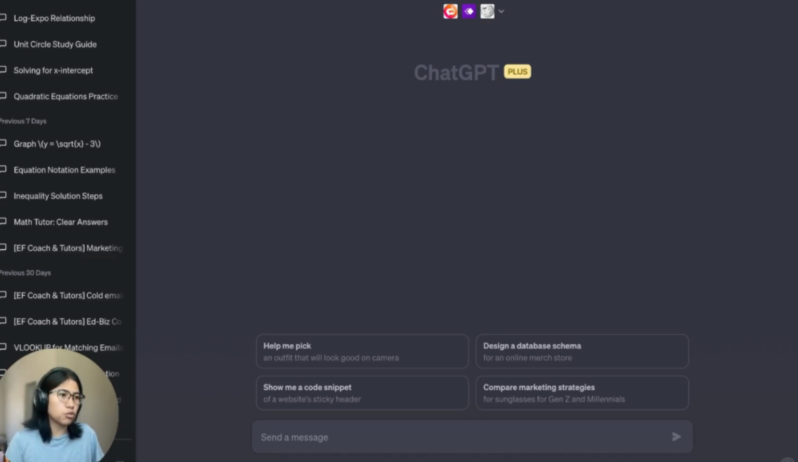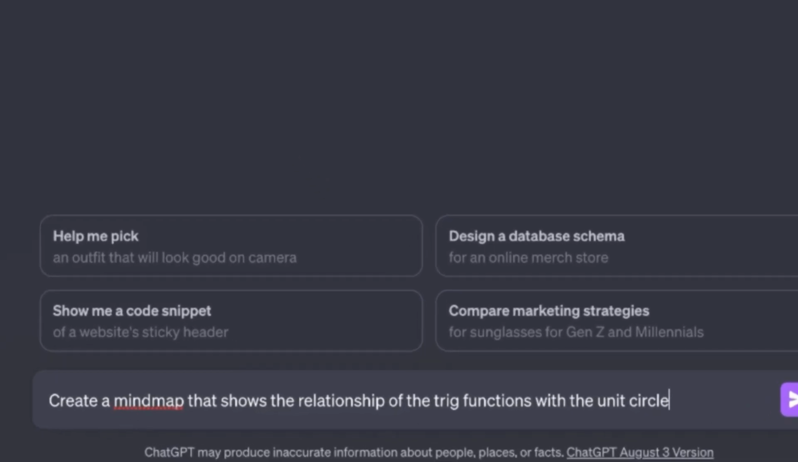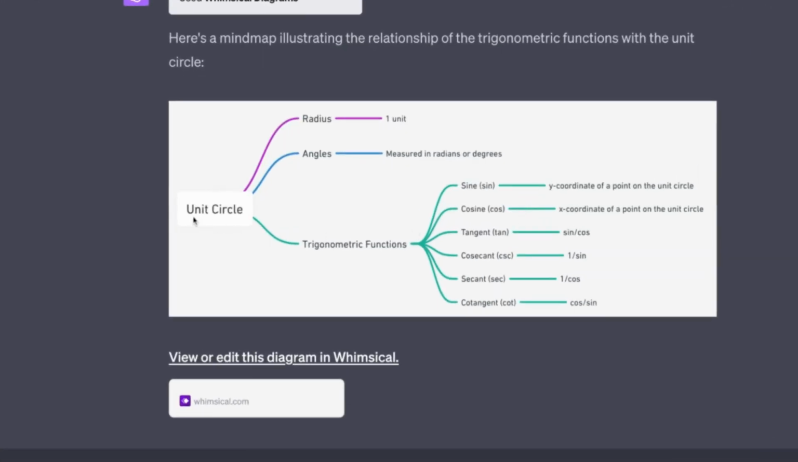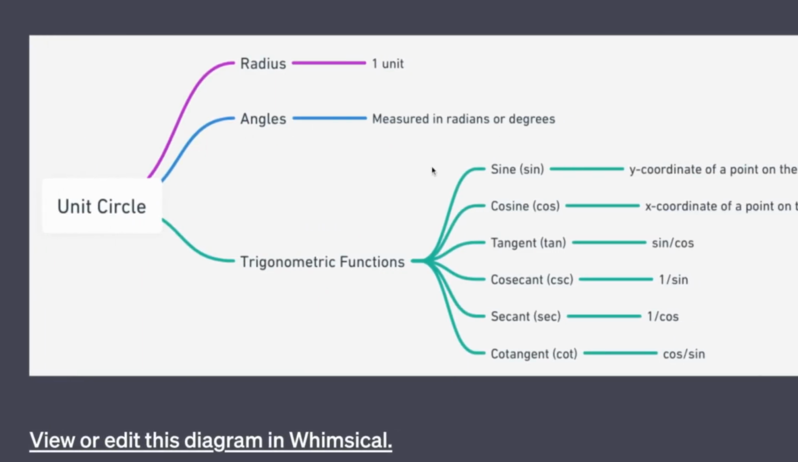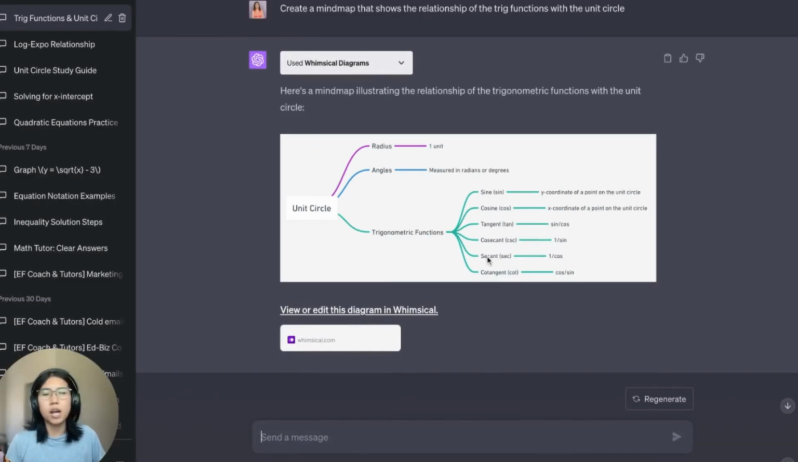The prompt we're going to use is to create a mind map that shows the relationship of the trig functions with the unit circle. So it used the whimsical plugin right here, and then it created this visual mind map for us where the unit circle has a radius of 1 unit with its angles and as well as the trig functions that are connected, or I also like to think derived from the unit circle. And if you want to edit this diagram and add more notes into this, you can click this link and it'll take you to the whimsical website.